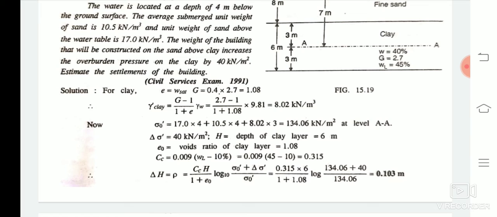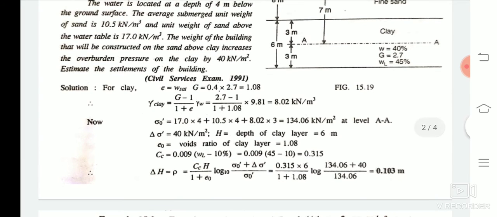So here the water content is 40%, so we will write 0.4, and specific gravity is 2.7. Hence we get the value as 1.08. So the e value we will get is 1.08.